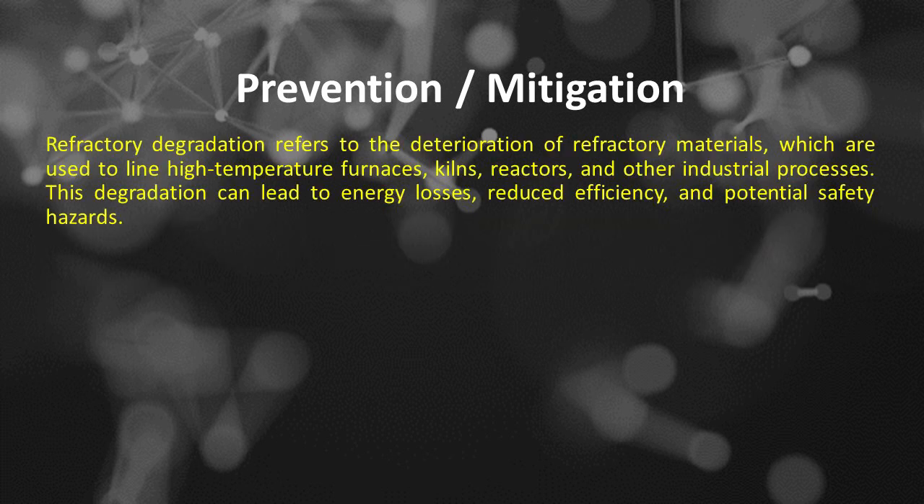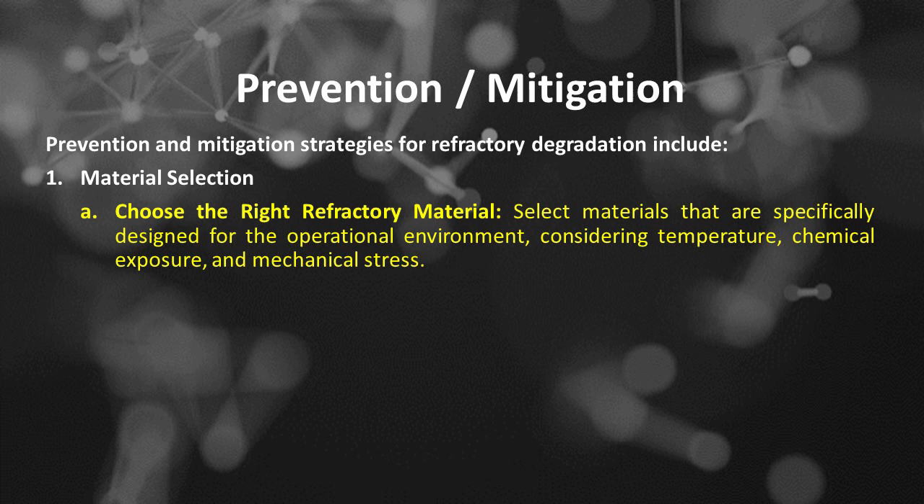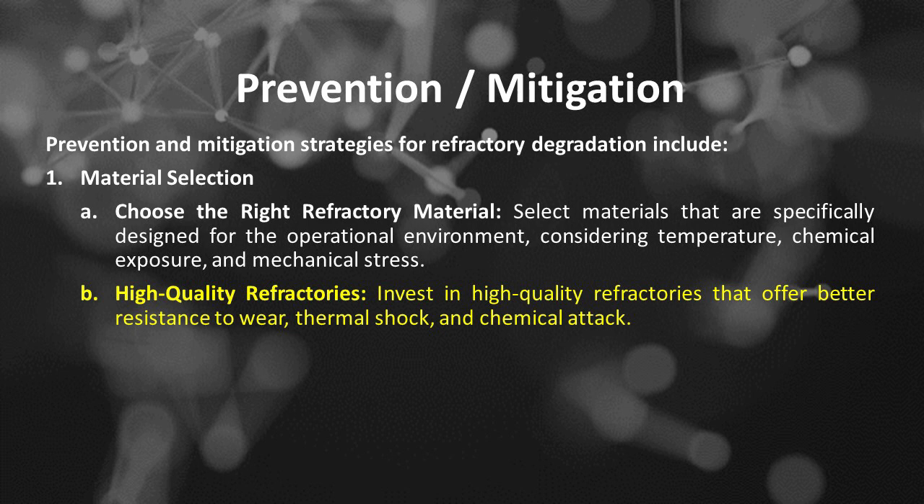Refractory degradation refers to the deterioration of refractory materials, which are used to line high-temperature furnaces, kilns, reactors, and other industrial processes. This degradation can lead to energy losses, reduced efficiency, and potential safety hazards. Prevention and mitigation strategies for refractory degradation include: Number 1 is material selection. A: choose the right refractory material. Select materials that are specifically designed for the operational environment, considering temperature, chemical exposure, and mechanical stress. B: high-quality refractories. Invest in high-quality refractories that offer better resistance to wear, thermal shock, and chemical attack.